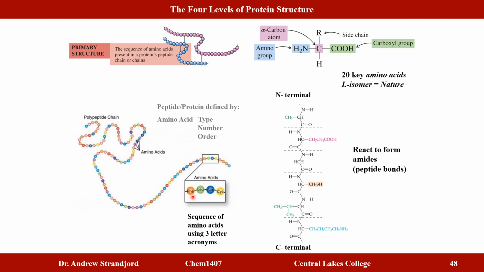Also notice that these peptides and these proteins are defined by the type of amino acids that are present, the number that are present, and the order that they're in. That's the primary structure of a protein, often referred to as a polypeptide chain.